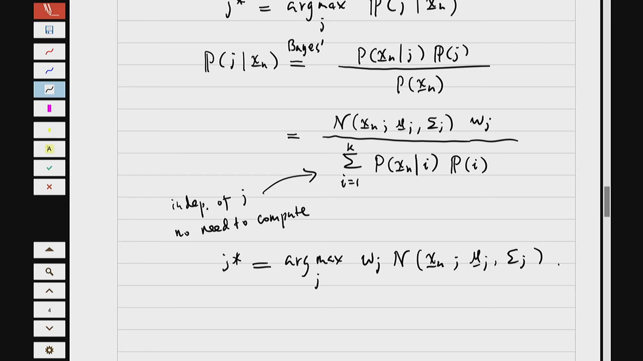Yeah, it's just a normalizing constant anyways, right? It doesn't matter what it is. Yeah.